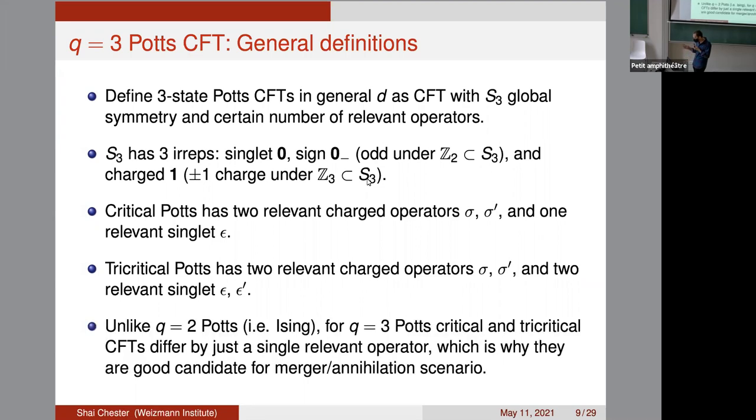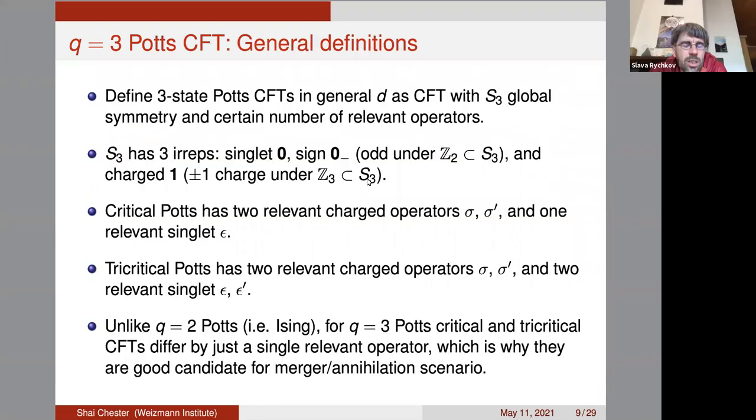So they only differ by the tricritical having an extra relevant singlet. And so this is what makes it so interesting. Unlike the Q equals 2 Potts model, i.e. the Ising model, in the Q equals 3 Potts model the critical and tricritical CFTs differ by just a single relevant operator. And so this is what makes them such a good candidate for a non-trivial merger and annihilation scenario. Because all we need is for this single epsilon prime operator to become marginal, and then merger and annihilation can occur. So that's what's special about Q equals 3.